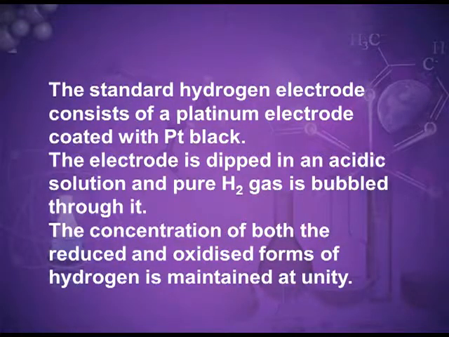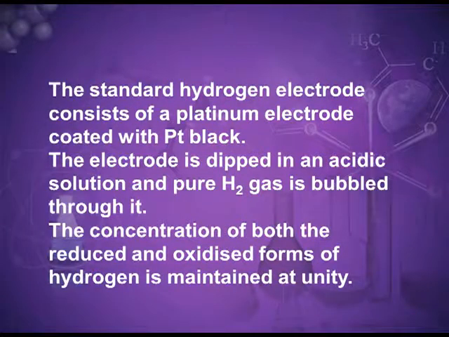Its construction: standard hydrogen electrode is made up of a platinum wire coated with platinum black and is enclosed in a glass tube. We use platinum here because it is an inert element. It does not react with any other electrolyte or any other metal. And the SHE is a reversible hydrogen electrode because it can undergo oxidation as well as reduction.